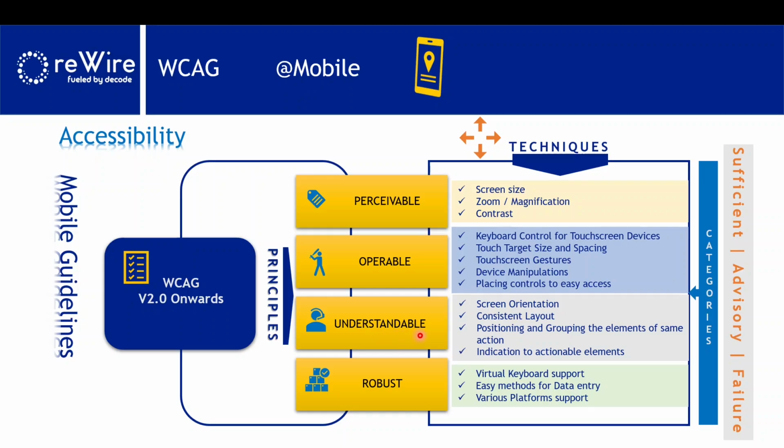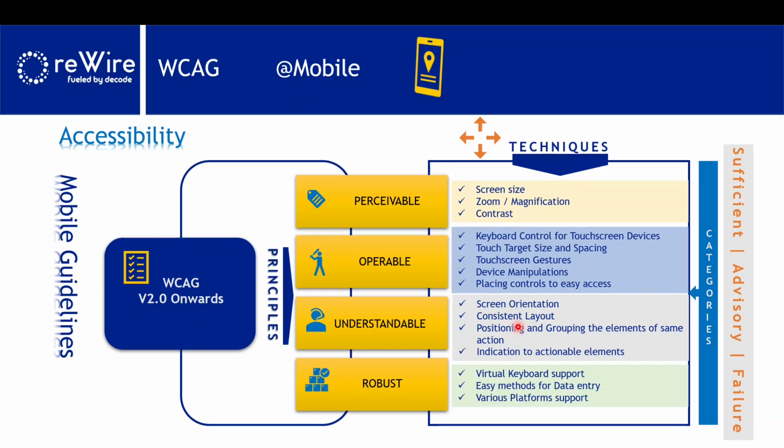And the third principle is understandable: how the content embedded on the screen is understandable. The first one is screen orientation. If you change the screen orientation, your content should be rendered appropriately. Then constant layout: your application layout should be very constant.